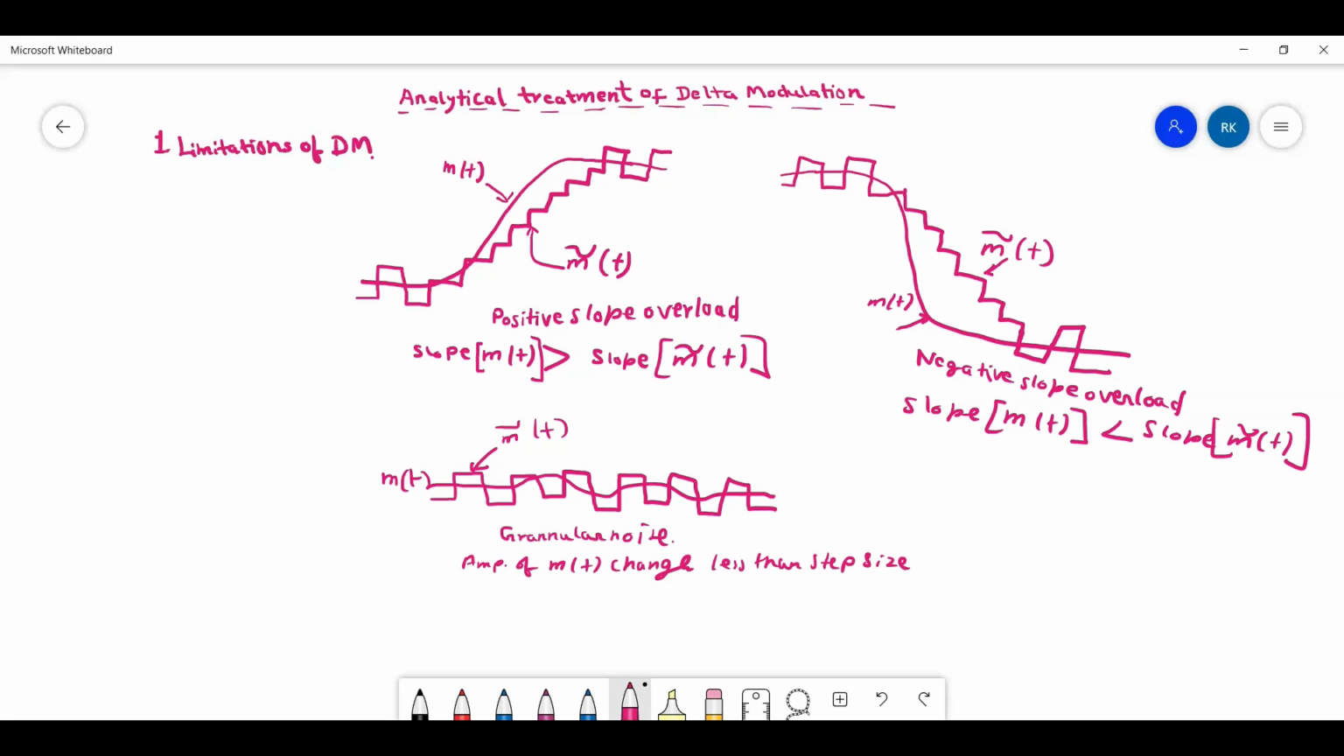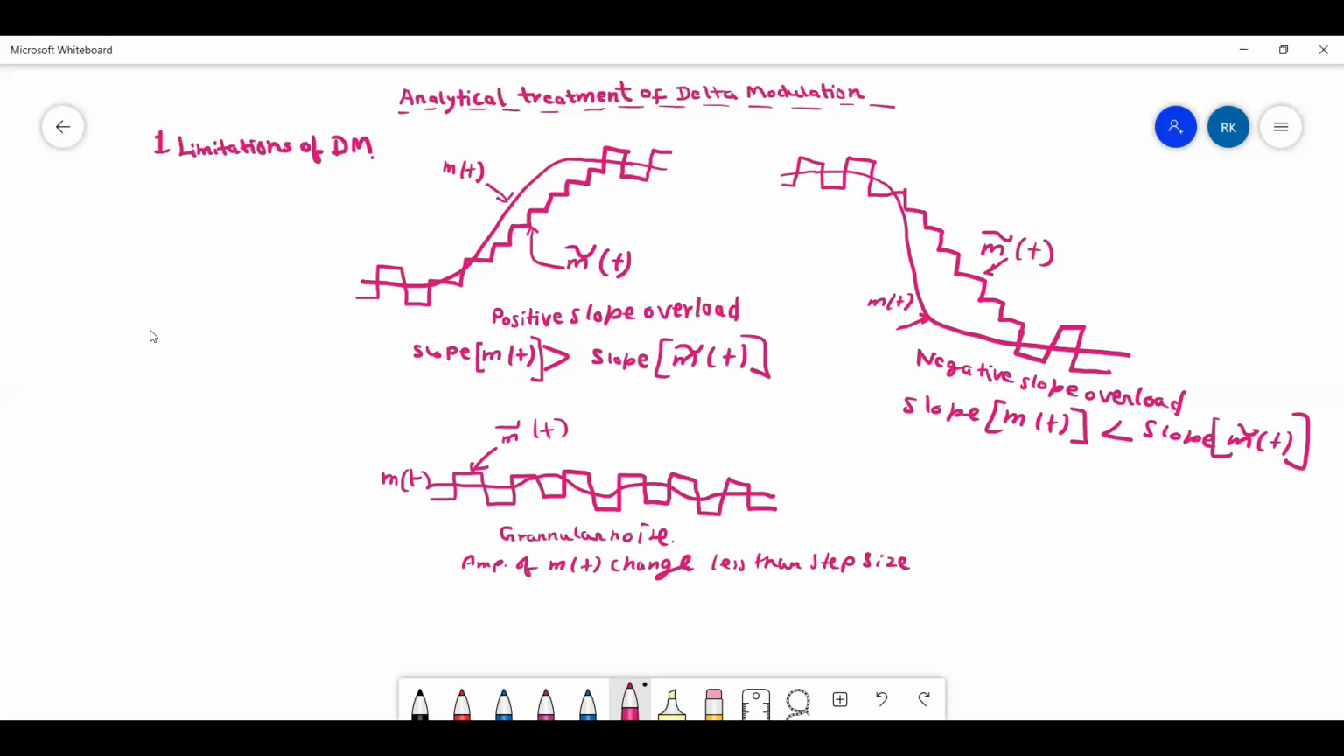The limitations of delta modulation systems can be overcome by suitably changing the step size. What is our assumption here in all three cases? That the step size is fixed. If we can change the step size on the fly, slope overload can be overcome. This can be overcome if the step size is increased in such a way that the magnitude of the slope of m cap t becomes greater than the magnitude of the slope of m(t), and when the signal variations are less than the step size, the step size may be reduced to take care of this situation. This kind of mechanism is known as adaptive delta modulation.